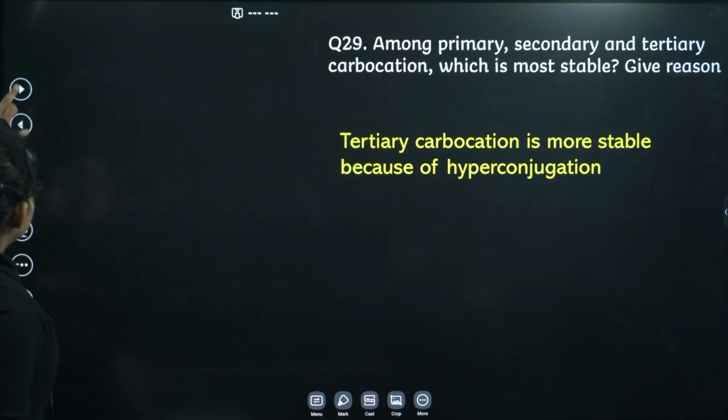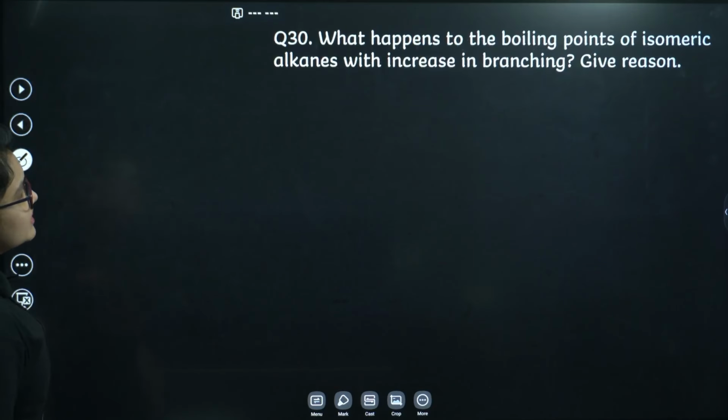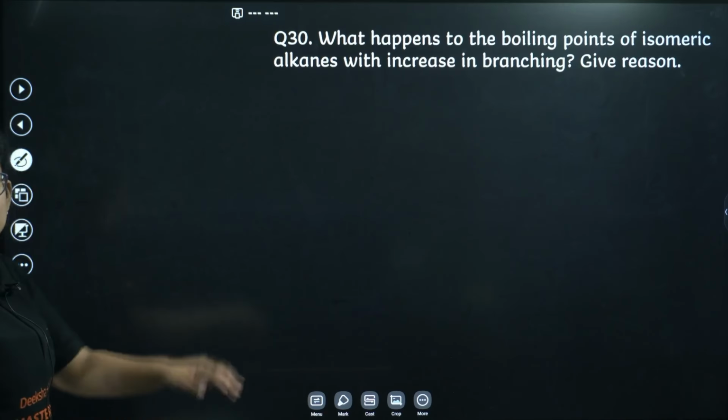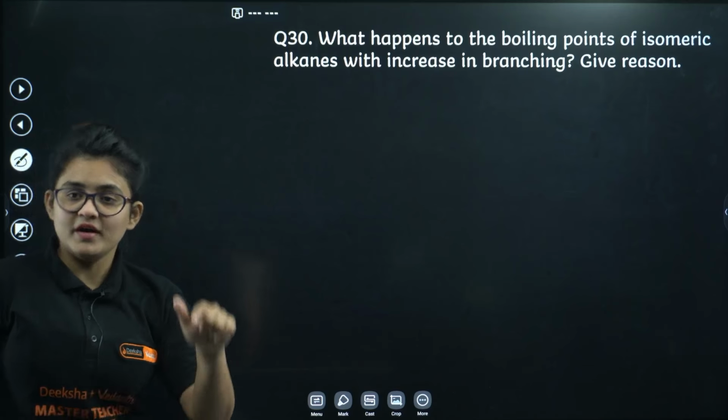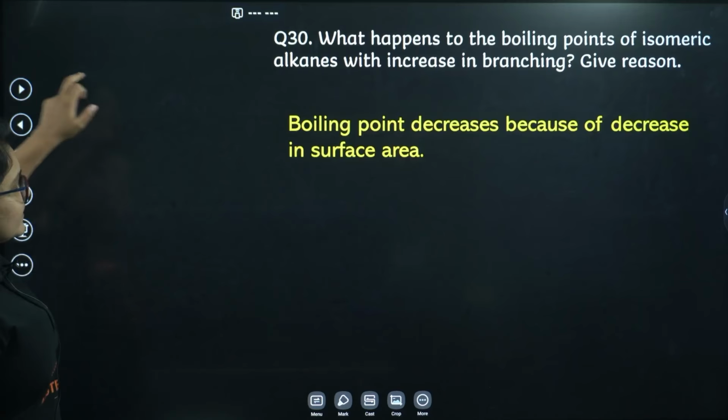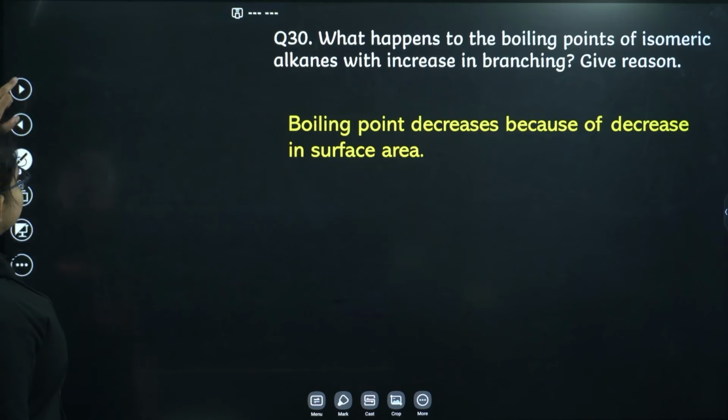Okay, proceed. What happens to the boiling points of isomeric alkanes with increase in branching? With branching, what happens? The surface area decreases, so the boiling point decreases. Okay, I guess it's clear.